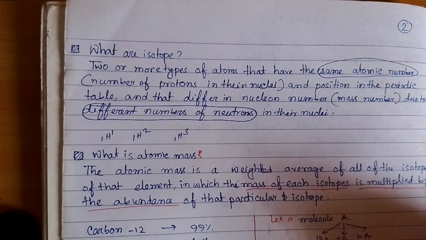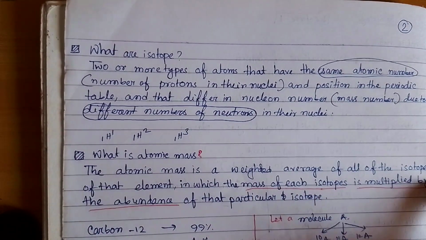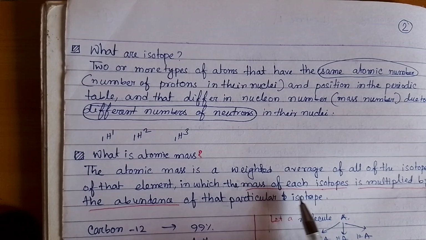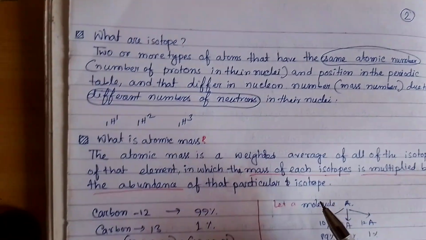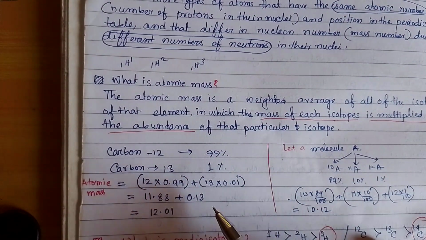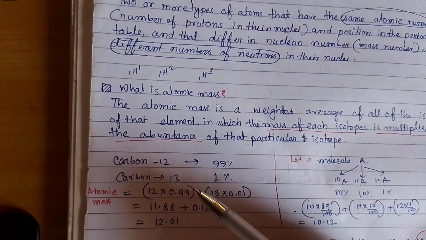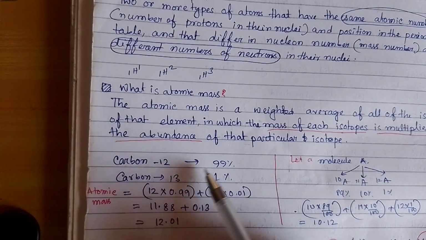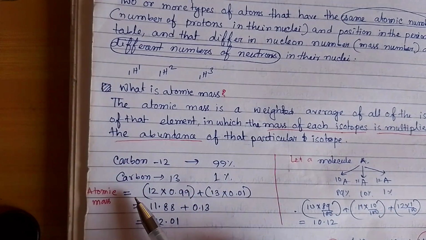Atomic mass is the weighted average of the isotopes, where the mass of each isotope is multiplied by the abundance of that particular isotope. We can explain it easily like this: carbon 12 present in nature is 99%, and carbon 13, the other isotope, is 1%. So what will be the atomic mass?